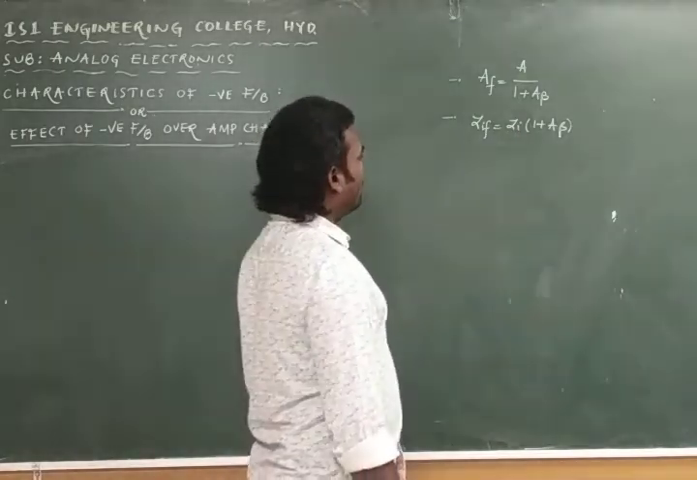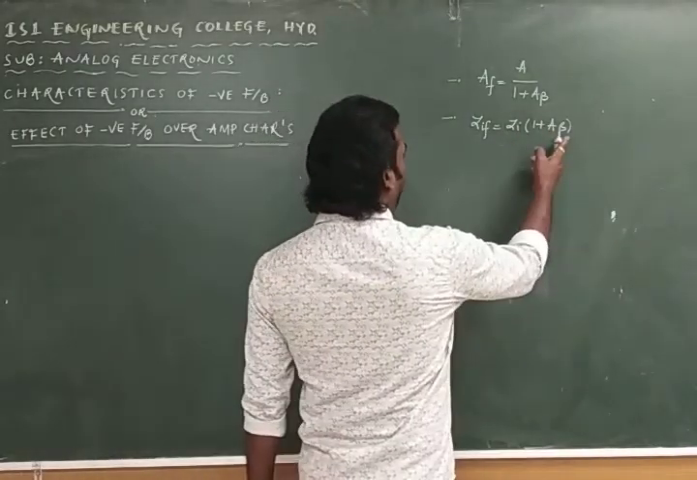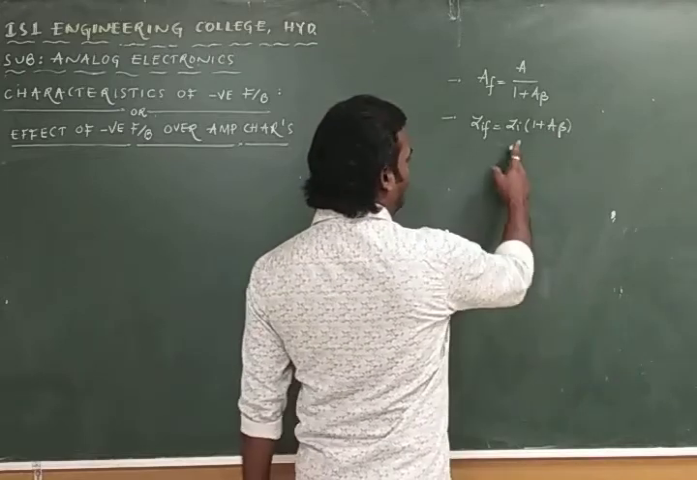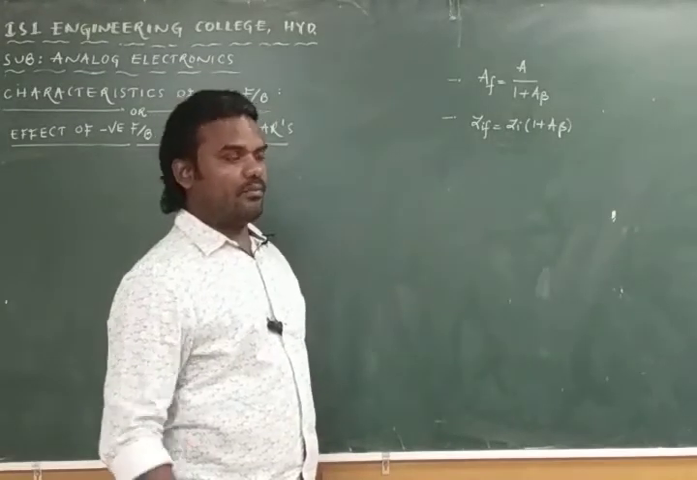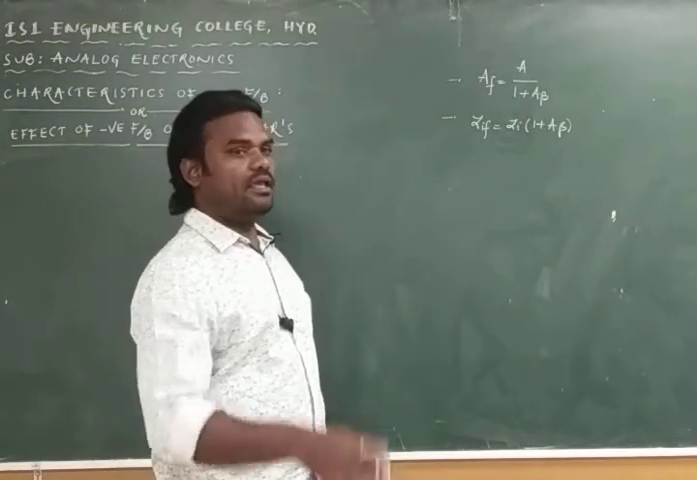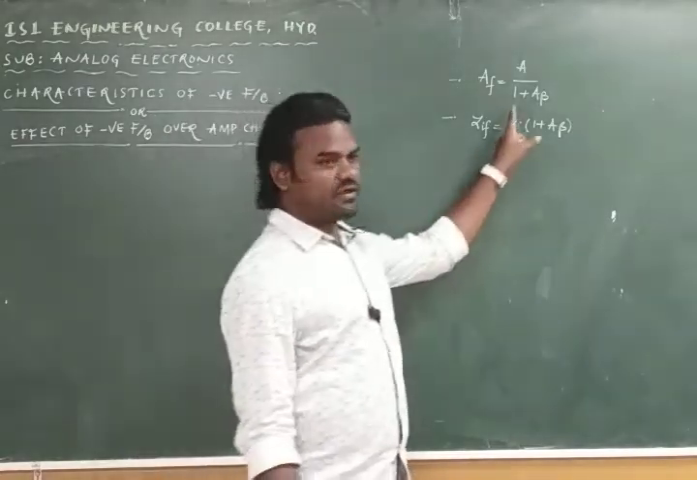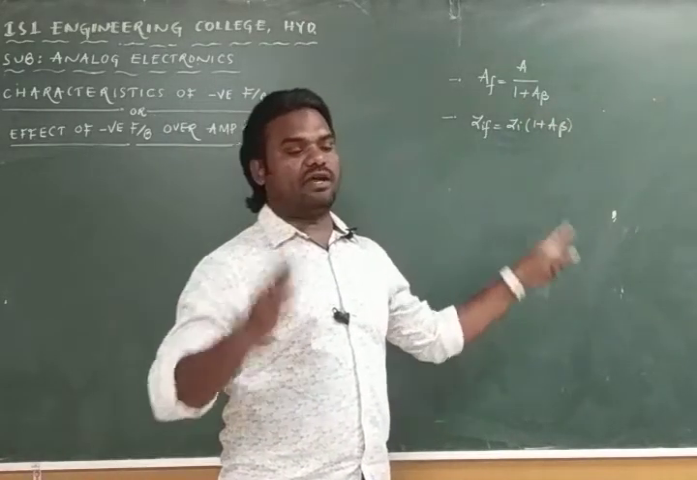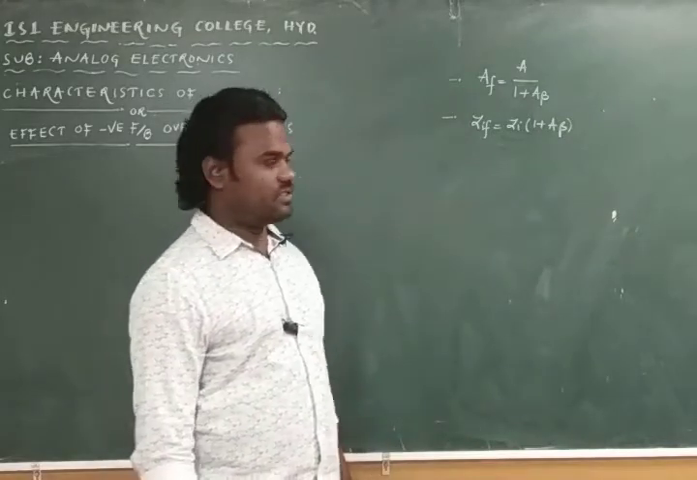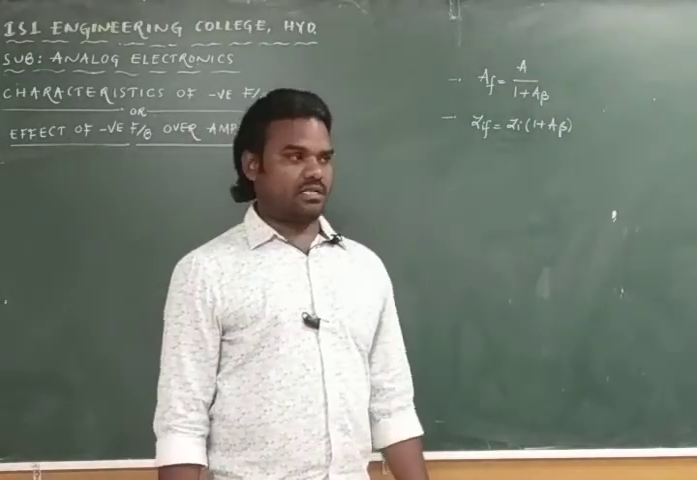So after employing the negative feedback, input impedance increased by a factor of 1 plus A beta. Two points we can conclude. By employing the negative feedback, gain decreases by a factor of 1 plus A beta. Input impedance increases by a factor of 1 plus A beta. This is the conclusion from the last class.